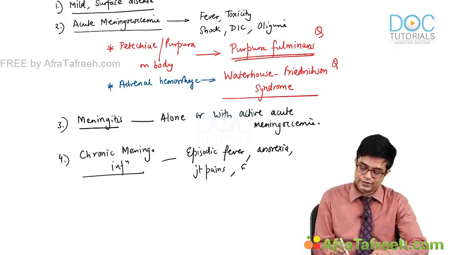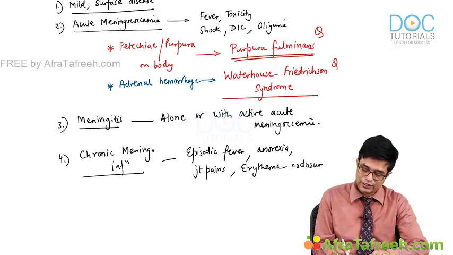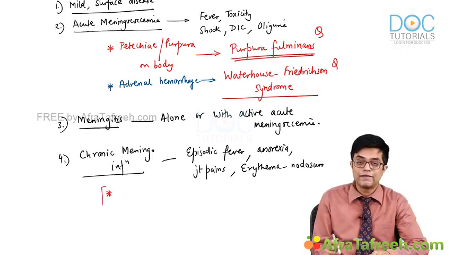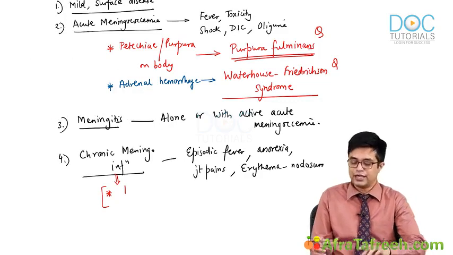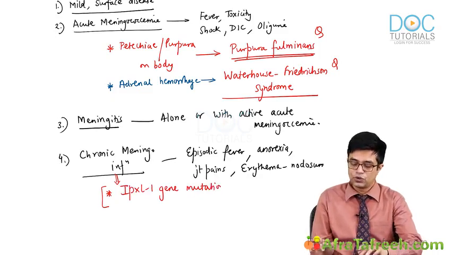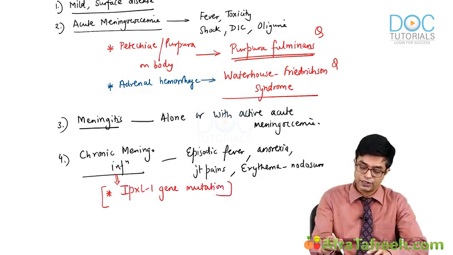New thing added in Nelson, chronic meningococcal infection in children occurs in those who have IPXL1 gene mutation. So, it has now been identified that children who have this gene mutation have increased risk of developing chronic meningococcal infection. It is a potential MCQ.